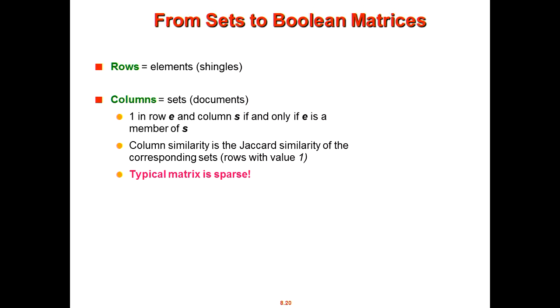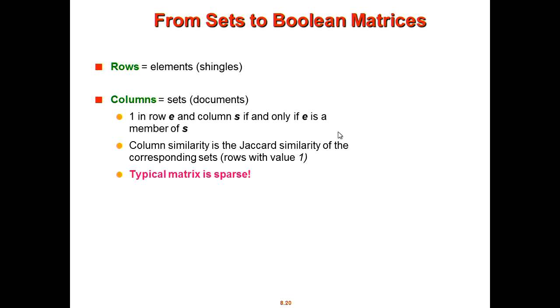Now, given one column, it is easy to identify the K-shingles in this document; you just check the 1 values in this column. This way you can get the K-shingles in the given document corresponding to this column. And now we can compute the column similarity, just the Jaccard similarity of the corresponding sets.